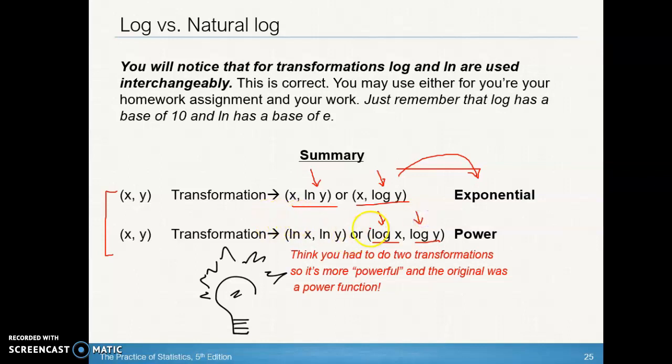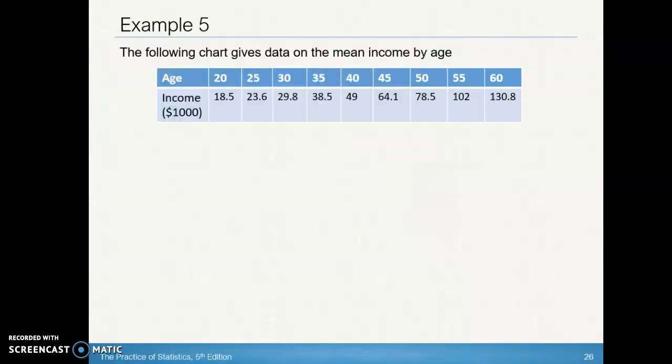Now, you can either do the log of x and log of y, or you can replace log with natural log of x. It's totally the exact same thing. Just make sure when you write your equation that you put the natural log in front of x or the natural log in front of y, if that's what you choose to use.